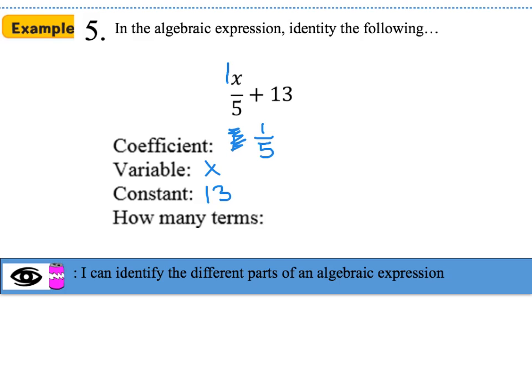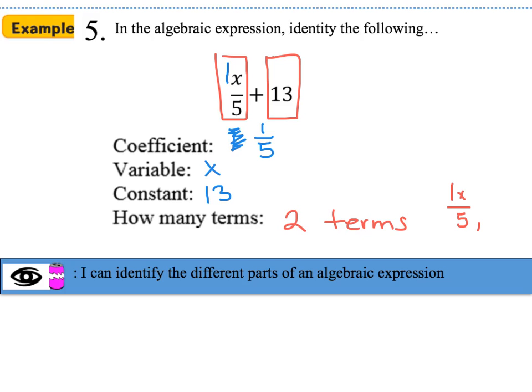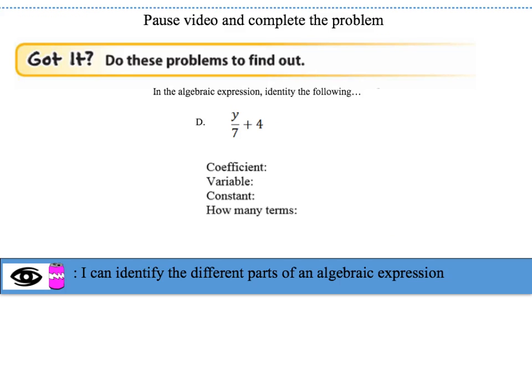Then it says how many terms are in this algebraic expression. Well, this algebraic expression has one term here, and it's separated by a plus sign. Here's the second term. So this has two terms. And the two terms are 1x over 5, and the second term is positive 13. Those are the two terms in this problem. So go ahead and pause the video and complete this got it problem, and we'll discuss the answers in class tomorrow.